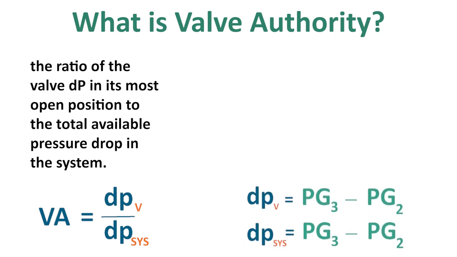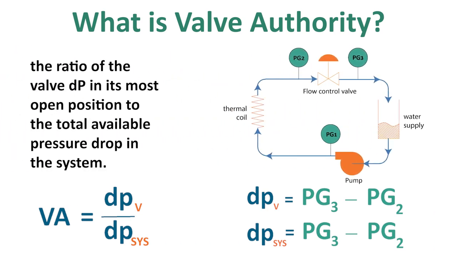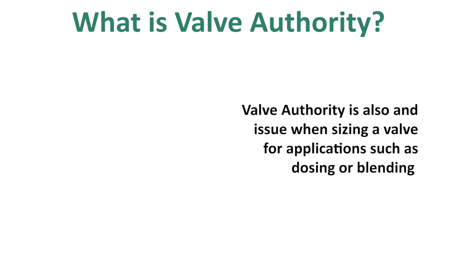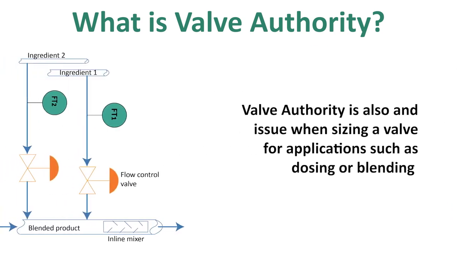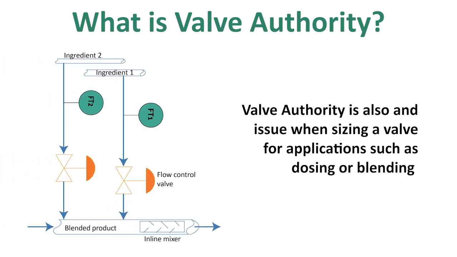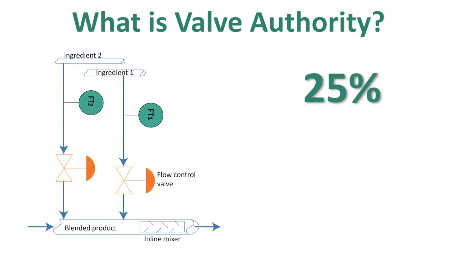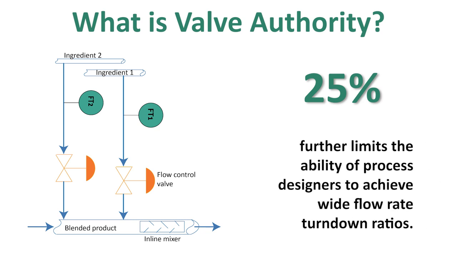Valve authority is the ratio of the valve dP in its most open position to the total available pressure drop in the system. This problem is commonly faced in hydronics or the control of thermal water circulating loops. In these systems, significant energy is lost by sizing valves to always consume 25% of the pump's energy. Valve authority is also an issue when sizing valves for applications such as dosing or blending. This 25% lower bound limits the flexibility in valve selection and further limits the ability of process designers to achieve wide flow rate turndown ratios.